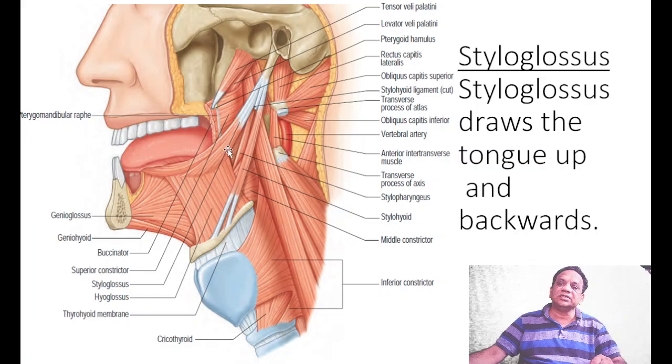So this muscle has two types of fibers. What this muscle does, its action: styloglossus draws the tongue up and backwards. So the protruded tongue can be pulled inside the mouth with the help of this styloglossus muscle.